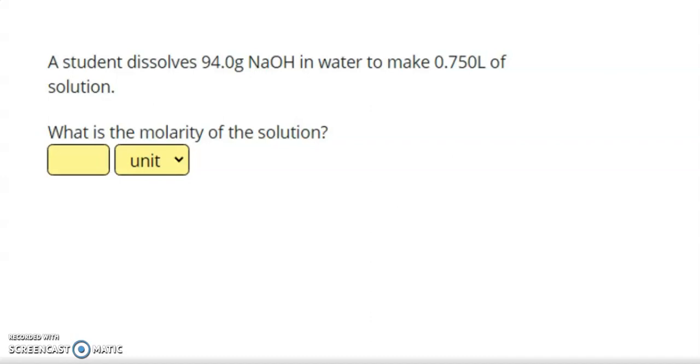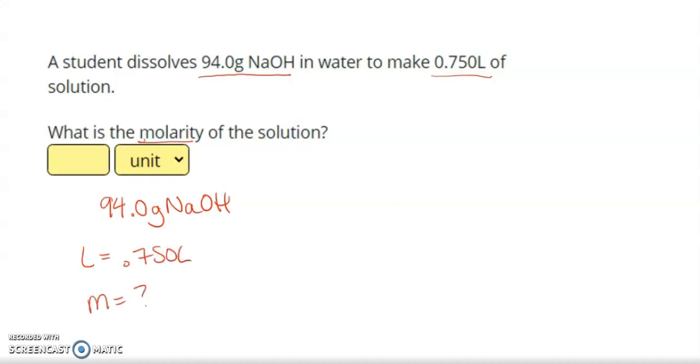So we'll figure out our givens and our unknowns. We know that 94 grams of NaOH and 0.750 liters are our givens, and we're looking for molarity. So I'm going to write down that we have 94.0 grams NaOH, and then we're going to come back to that in a little while. Our liters equals 0.750 liters. Molarity is unknown.